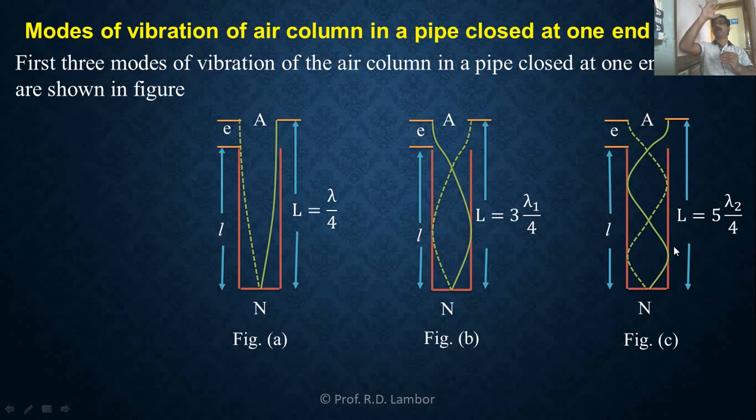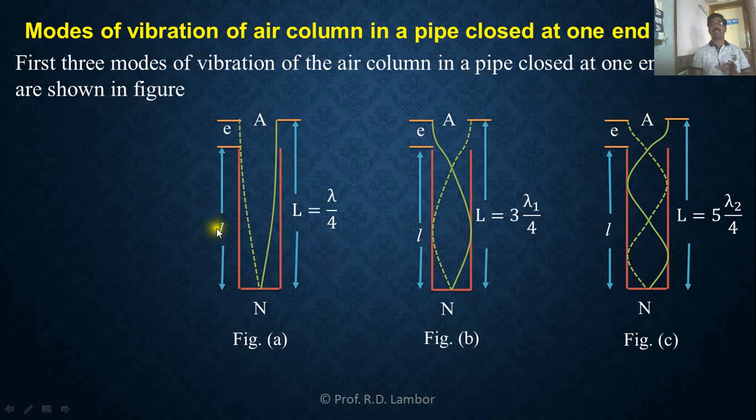Number of modes of vibration of the air column possible are many, but we have considered here only first three modes of vibration. In first mode, the air column is vibrating forming only half loop. In the second mode, air column is vibrating forming 1.5 loop. And in the third mode, the air column is vibrating forming 2.5 loop. And in each mode, boundary condition is satisfied. Node is forming at closed end and antinode is formed at the open end.